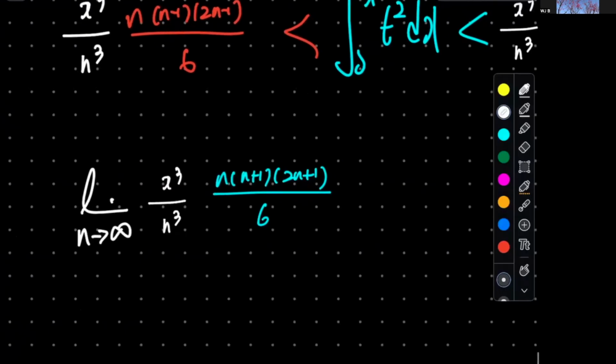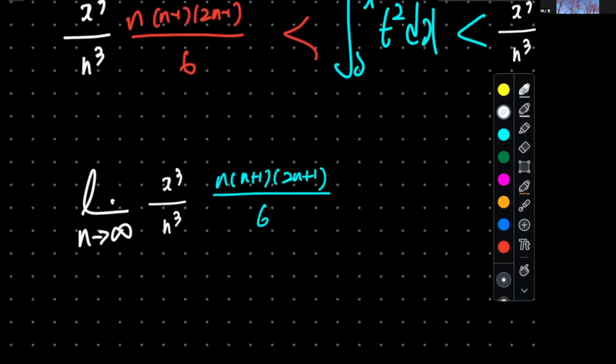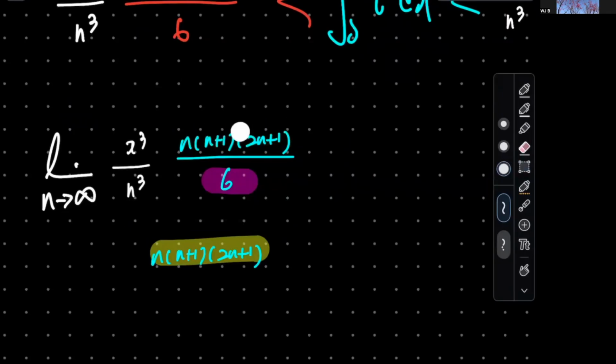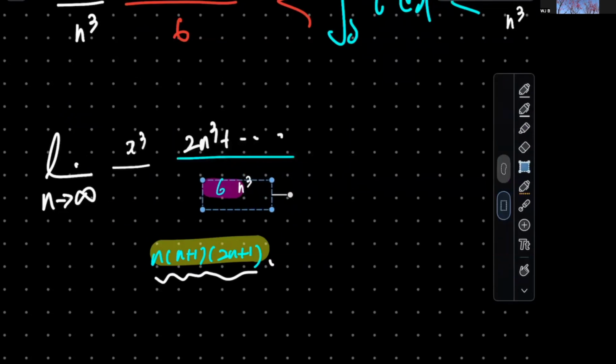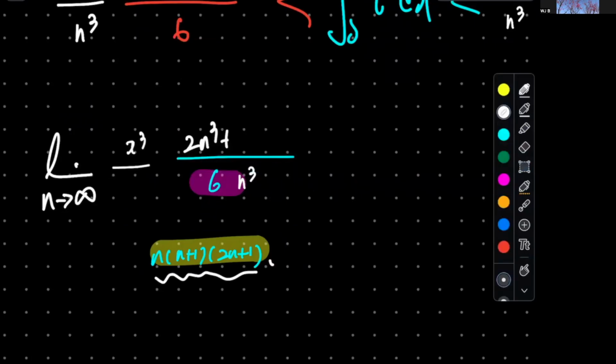And what do you think the limit of this sequence is? What should I do first? Do you think I'm going to start with the numerator or denominator to simplify things? Yes, I should start with the numerator. And in fact, if you expand this, it becomes 2n cubed plus something something. The other terms I don't care about, because they're going to be smaller degree.